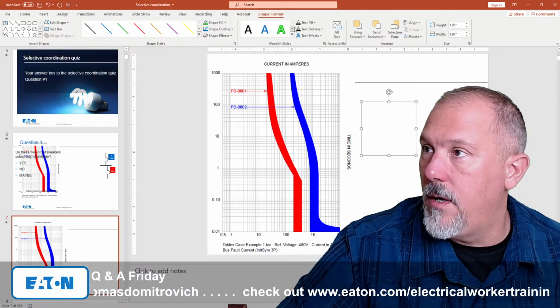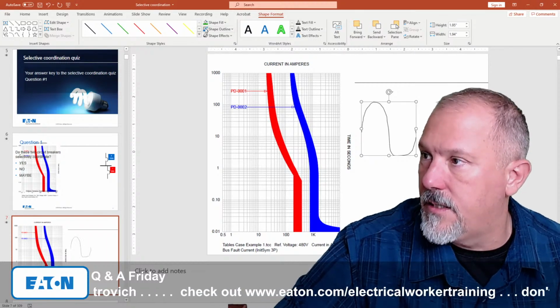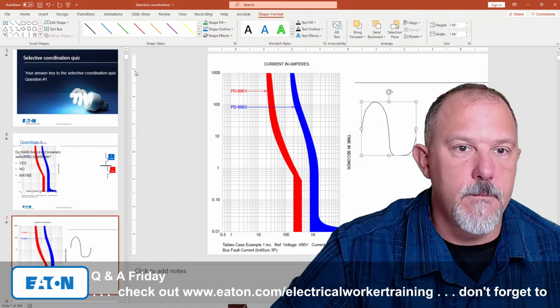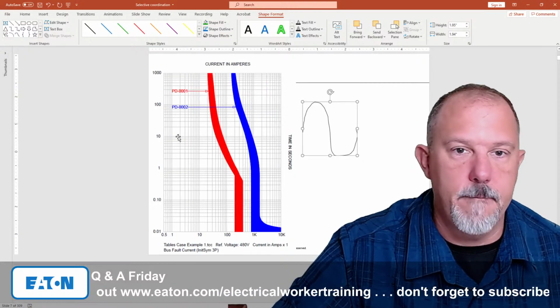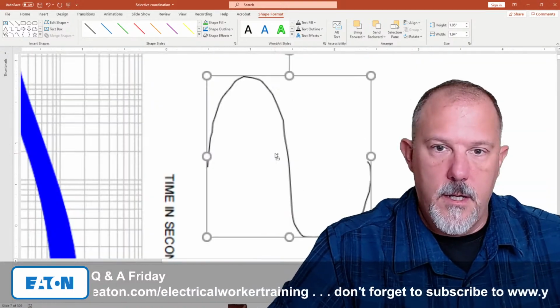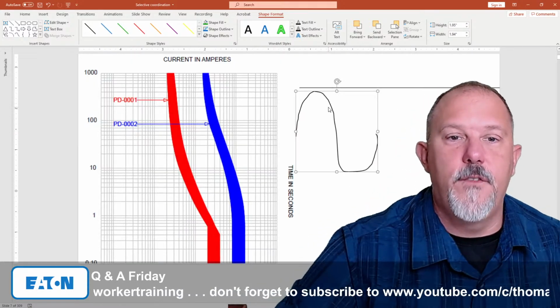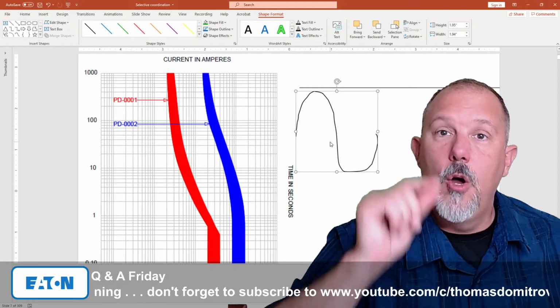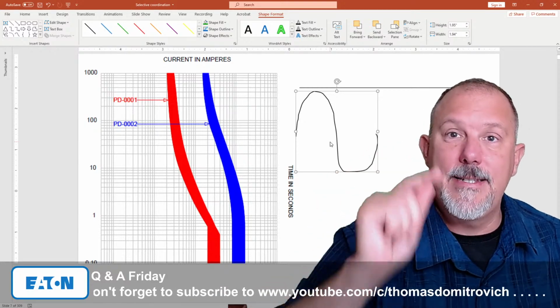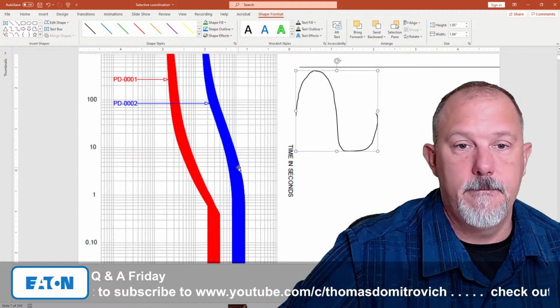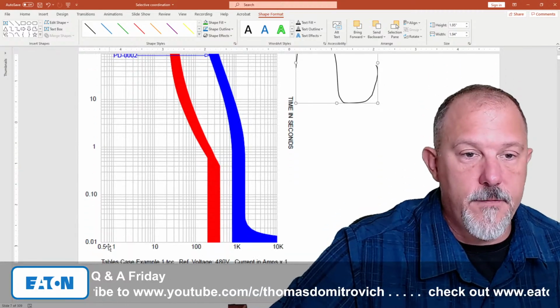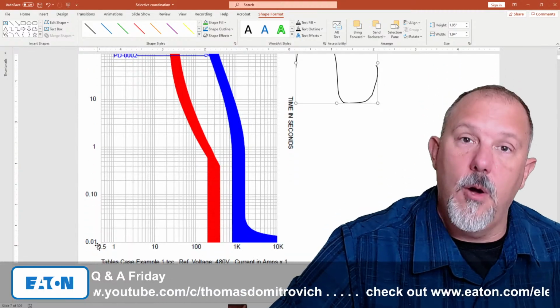That is one cycle of current, right? Move this this way. So this is one cycle of fault current, which is how much time? 0.016 seconds. And on this time current curve, I'm starting at 0.01.